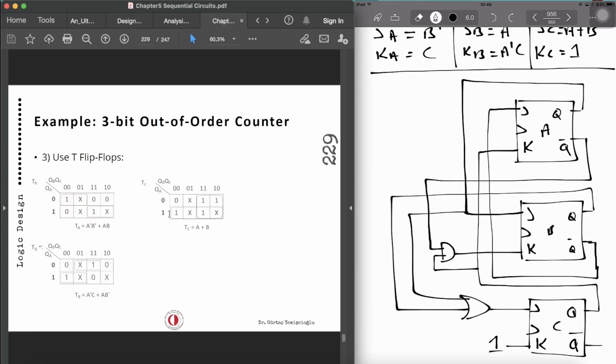So that's all we need to know about sequential circuit design. There are a few exercises in the end. We will solve those during the live lectures.